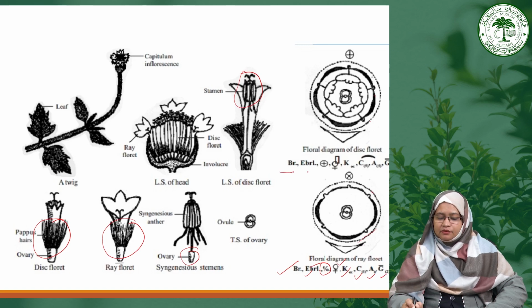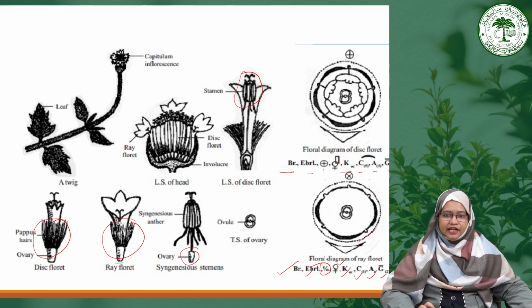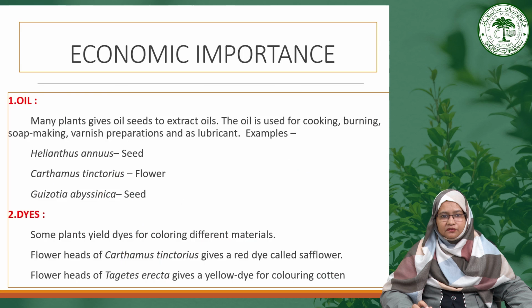While the disc floret is also bracteate, ebracteate, they are actinomorphic, bisexual. Calyx is also infinite, modified into the pappus. Corolla is 5 in number, and androecium is 5, and the gynoecium is also bicarpellary syncarpous with inferior ovary.